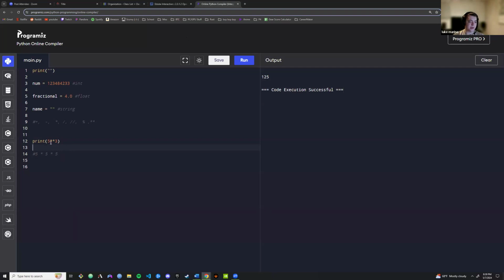Okay, what if we do this? Can somebody tell me what this is going to equal? 16. Yep, that's right. And why do you think that? 4 times 2 is 8, and then 8 times 2 is 16. So you're multiplying it by 2, I guess 3 different times.